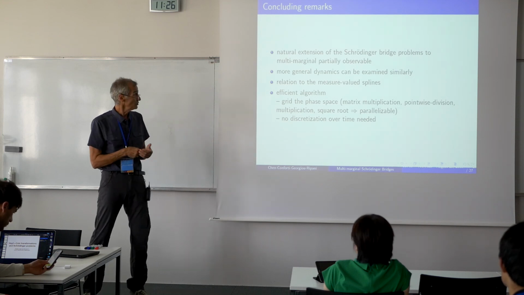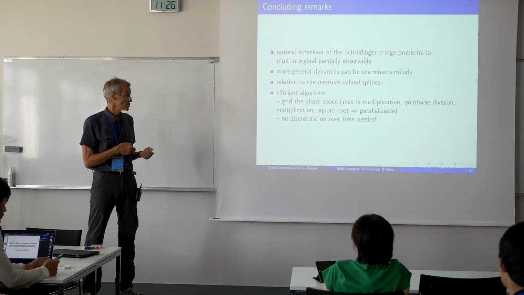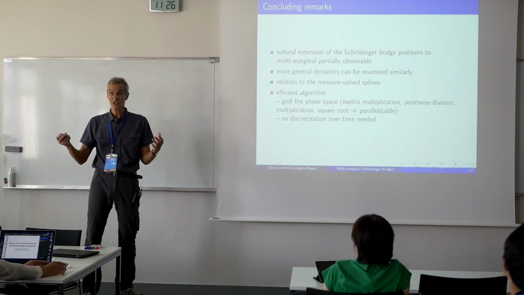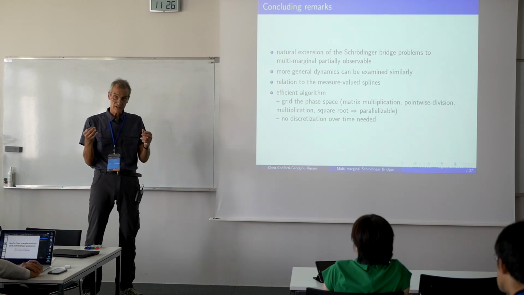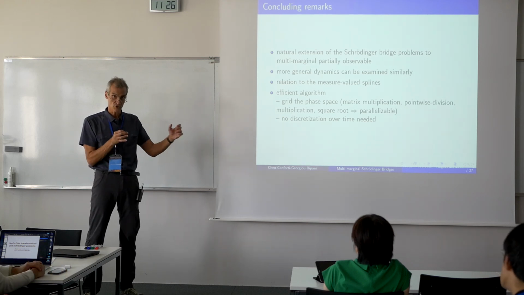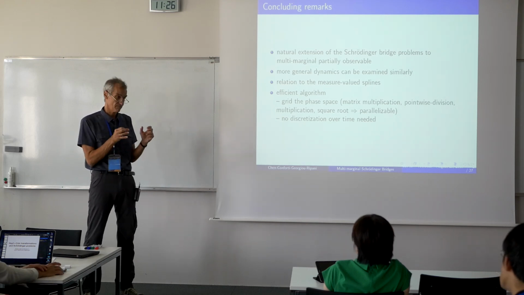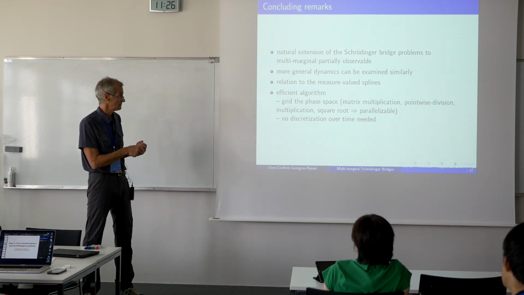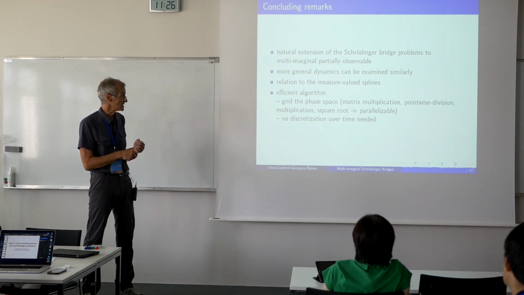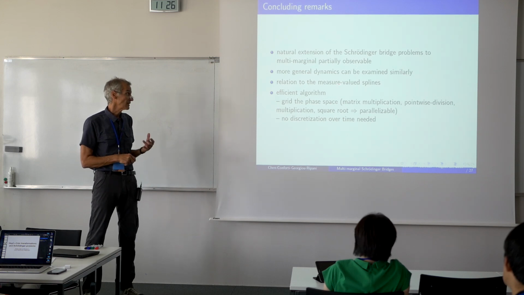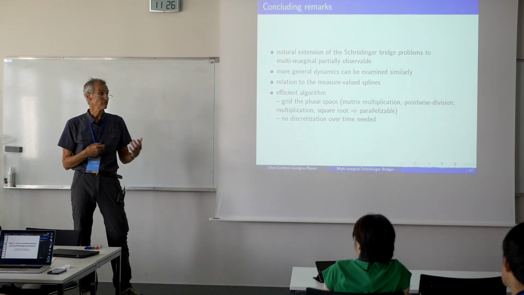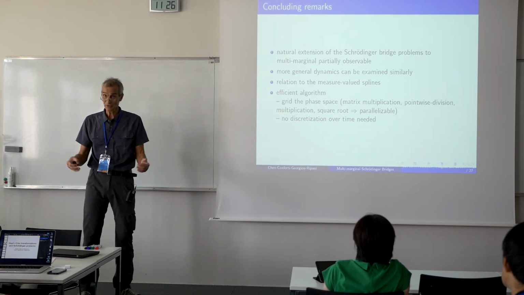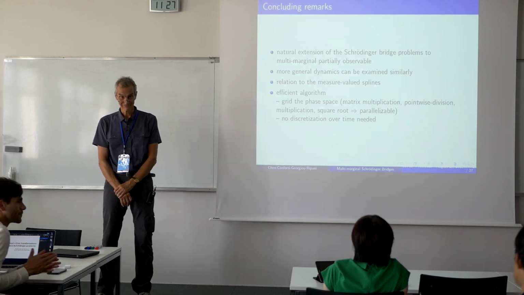So just to conclude, this is a natural extension of the Schrodinger bridge problem to many marginals. The interesting thing is that you have positional information, so you have not complete information. And then you can extend this to more general dynamics. And the algorithm is relatively efficient, though it looks complicated, of course, on paper. So with that, I would like to thank you for your attention.